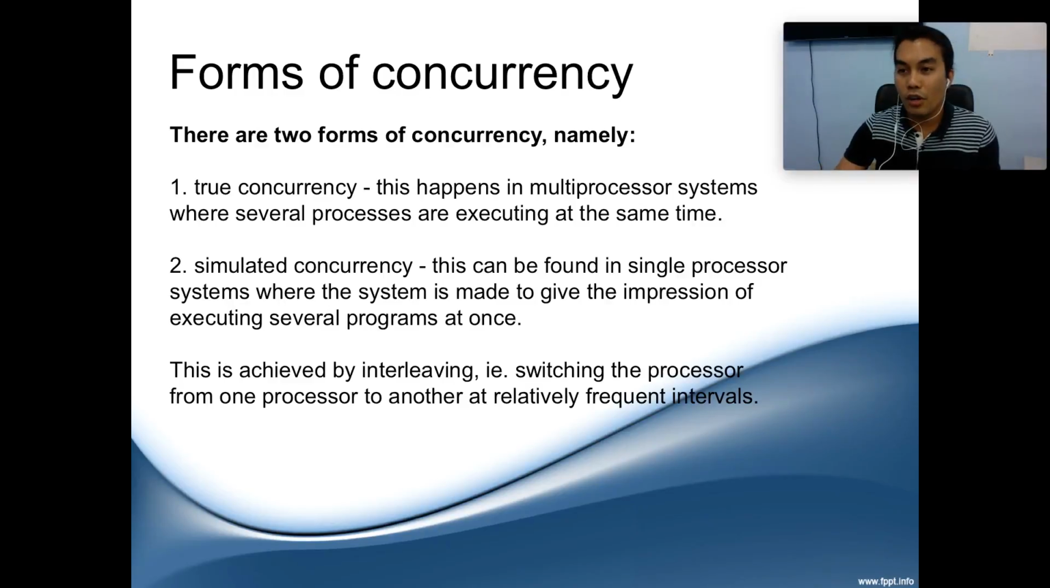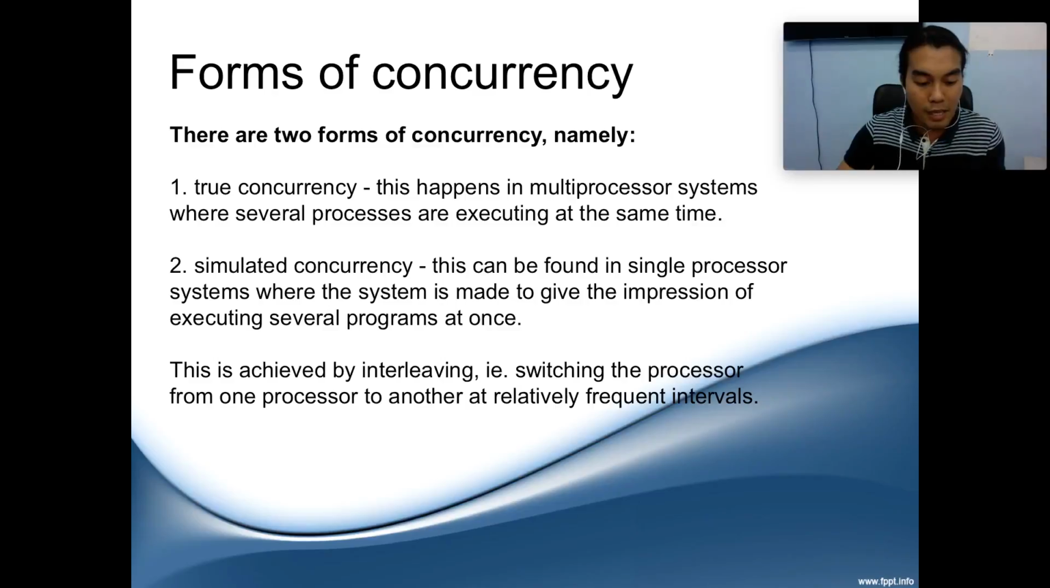There are two forms of concurrency, namely, true concurrency. This happens in multiprocessor systems where several processes are executing at the same time. And simulated concurrency. This can be found in single processor systems where the system is made to give the impression of executing several programs at once. This is achieved by interleaving. Example, switching the processor from one process to another at relatively frequent intervals.